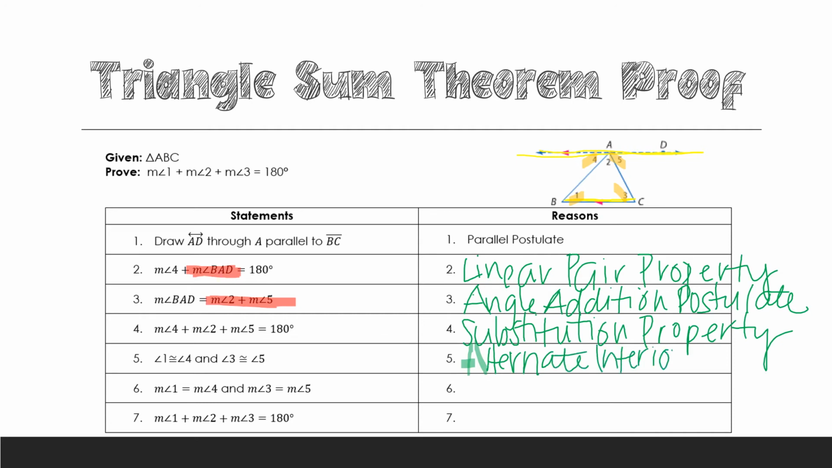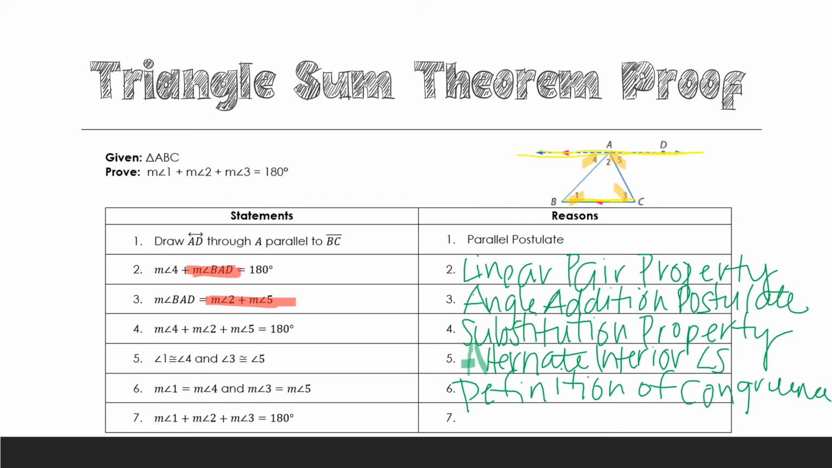If you can only fit alternate interior angles on there, that's totally fine. It doesn't really matter if you put theorem or postulate. It's not that big of a deal. So for step 6, I'm going to basically repeat step 5, but I'm going to say, well, since I know they're congruent, now I know their measures are equal, and that's your definition of congruence. Anytime you go from equality to congruence or congruence to equality, that's definition of congruence.